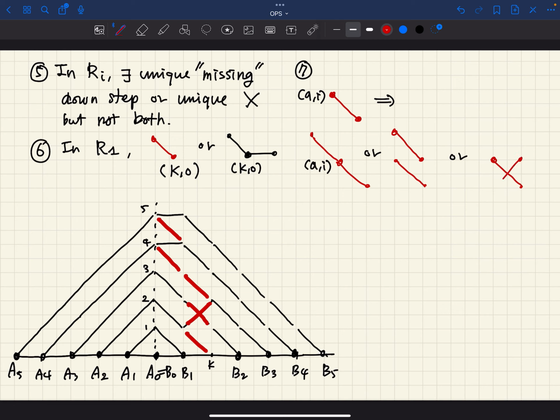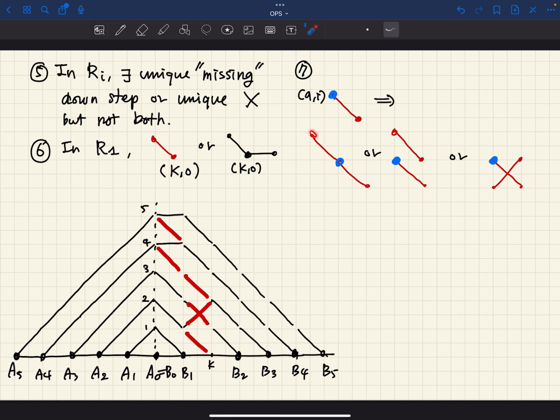A figure X like this. So they are all here. These are the points, the reference points. Okay. If you have a missing down step, we have three possibilities. Why is that? This is missing, so that means, okay, we have this may be missing.